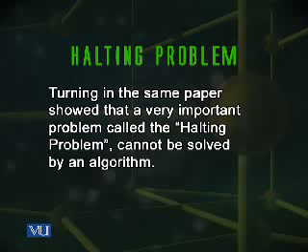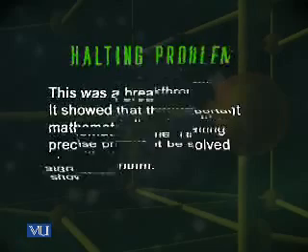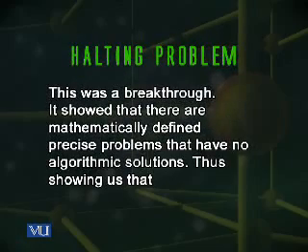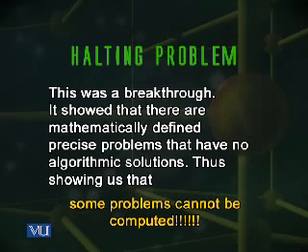Turing, in the same paper, showed that a very important problem called the halting problem cannot be solved by an algorithm. This was a breakthrough. It showed that there are mathematically defined, precise problems that have no algorithmic solutions, thus showing us that some problems cannot be computed. One can show that certain problems are uncomputable. That was Turing's contribution to computer science. He gave us a precise model of computation, and he also showed us how to show that some problems are not solvable by algorithmic means. A tremendous breakthrough in thought.